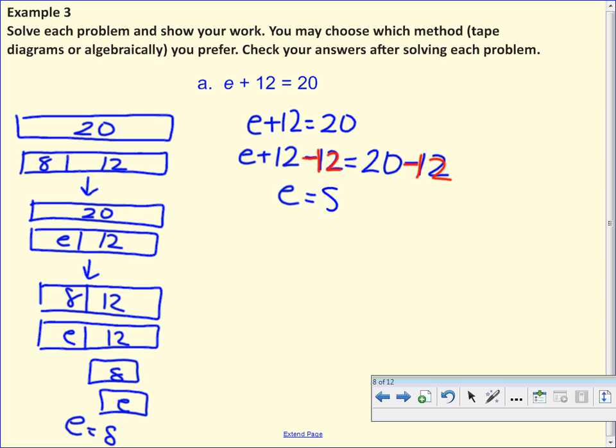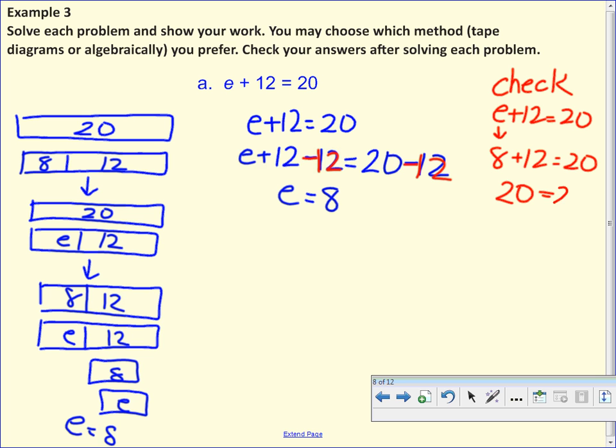20 minus 12 is 8. So again, I got E equals 8. So now for the check. E plus 12 equals 20. Replace E with 8: 8 plus 12 equals 20. 20 equals 20. So that's a true statement, so the solution works.